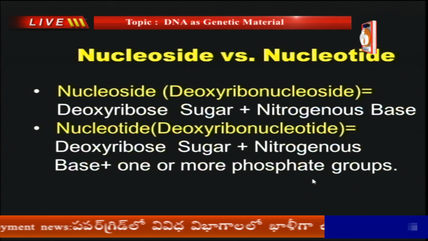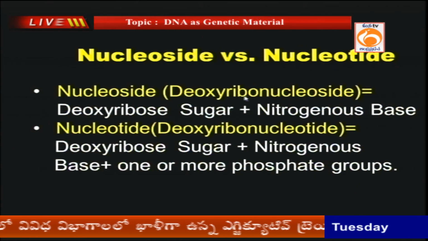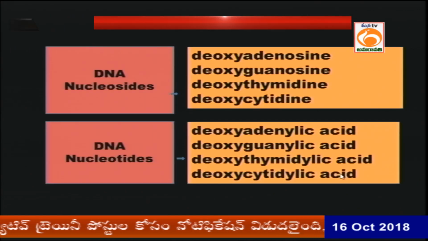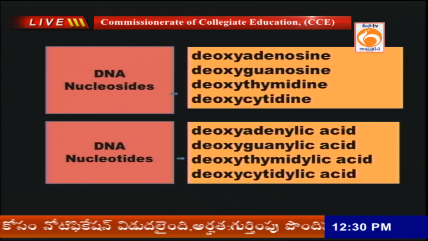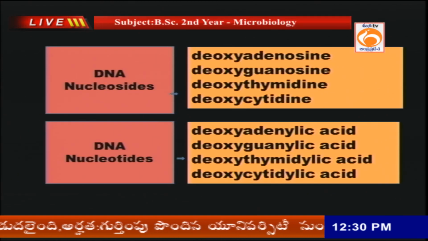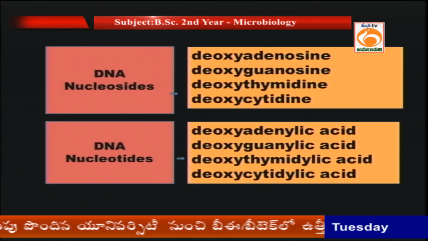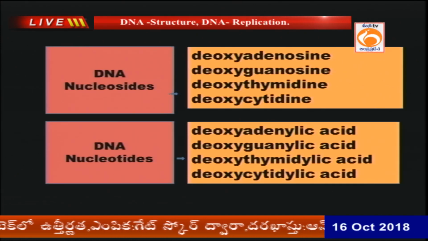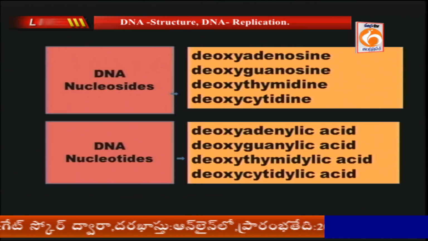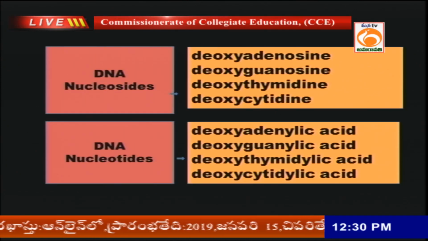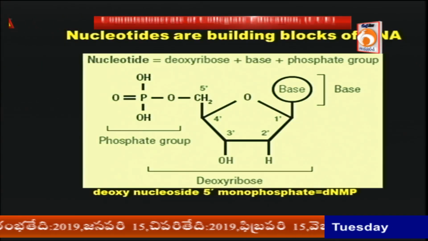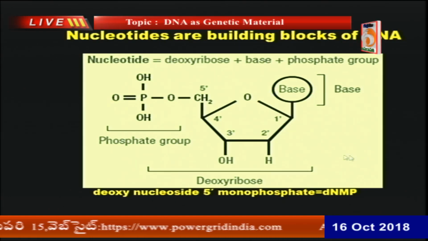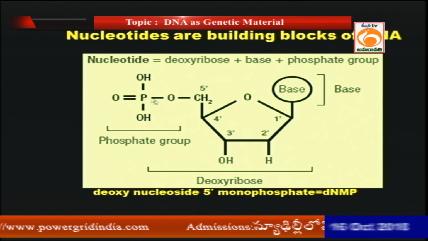So, obviously, there are 4 types of deoxyribonucleosides in DNA. These are deoxyadenosine, deoxyguanosine, deoxythymidine, deoxycytidine, and the nucleotides in DNA are deoxyadenylic acid, deoxyguanylic acid, deoxythymidylic acid, and deoxycytidylic acid. Naming of nucleotides is based on the number of phosphate groups.